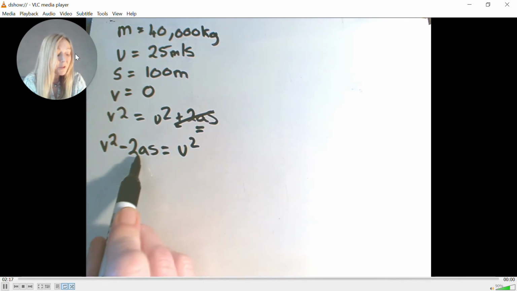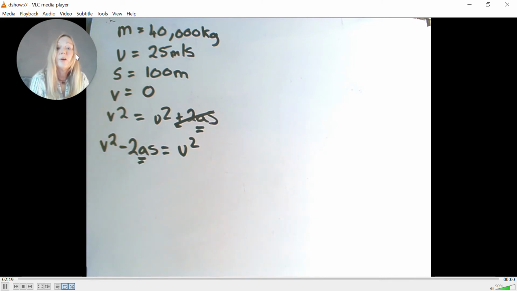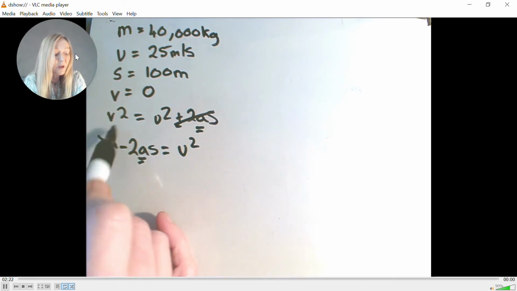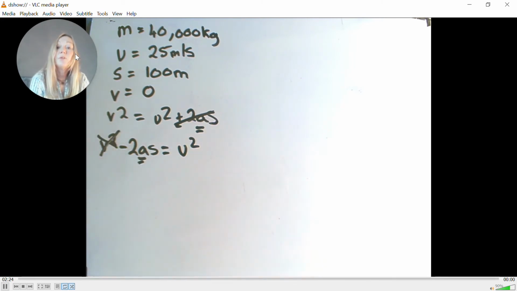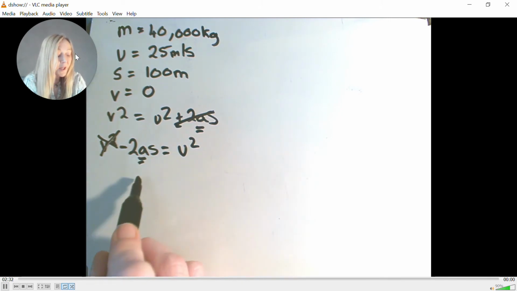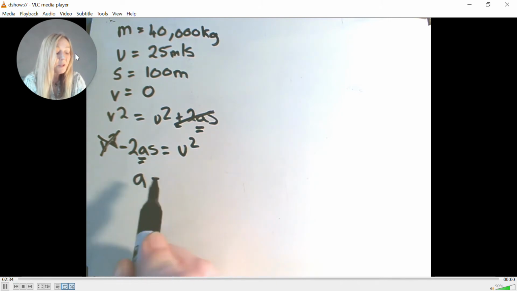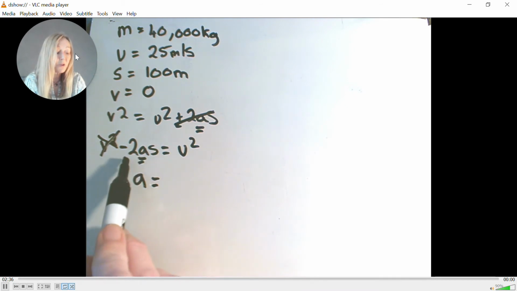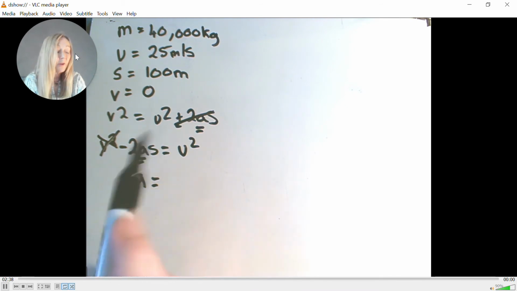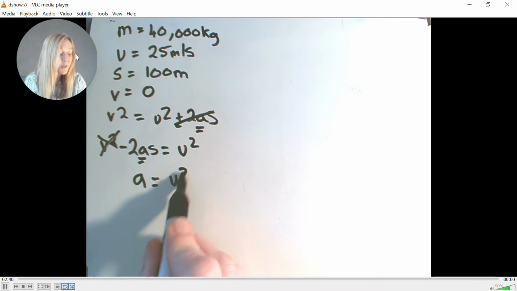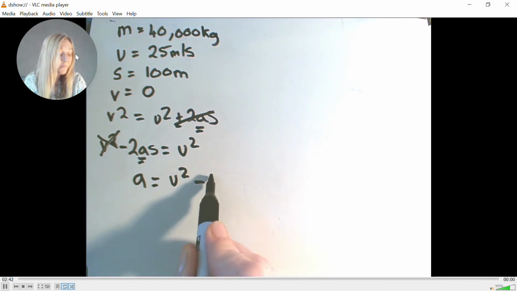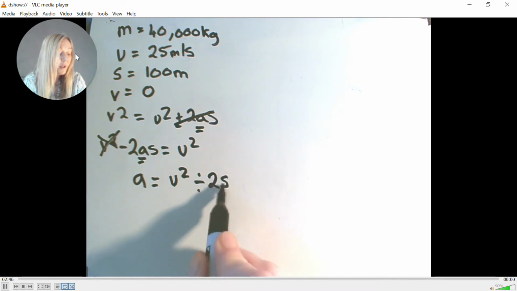So now what we need to do is find a on its own. We can disregard v squared because we know that to be 0. So we've got minus 2as equals u squared. So to get a on its own on this side, we would need to divide this side by 2s. And so we do that to the other side. Minus, so divided by 2s.